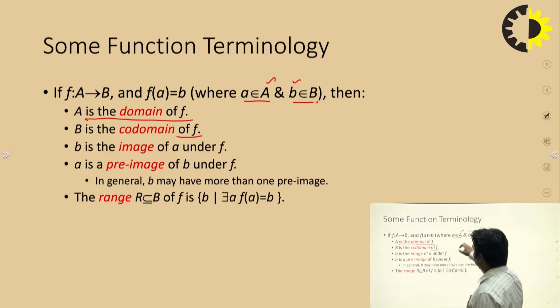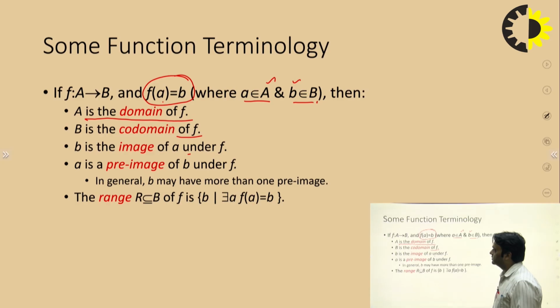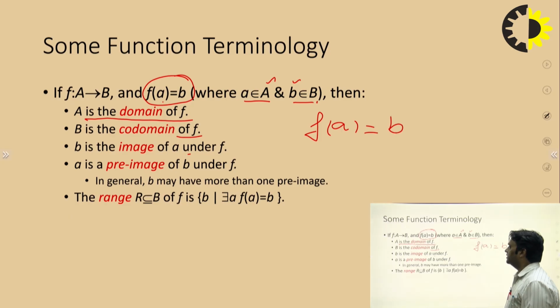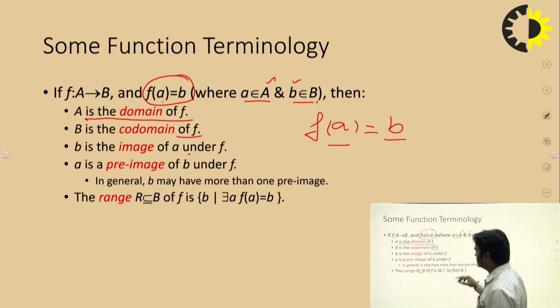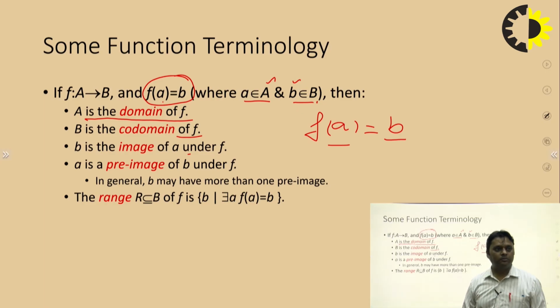So if we write f(a) equal to b, then b is the image of a and a is the pre-image of b. In general, b may have more than one pre-image.